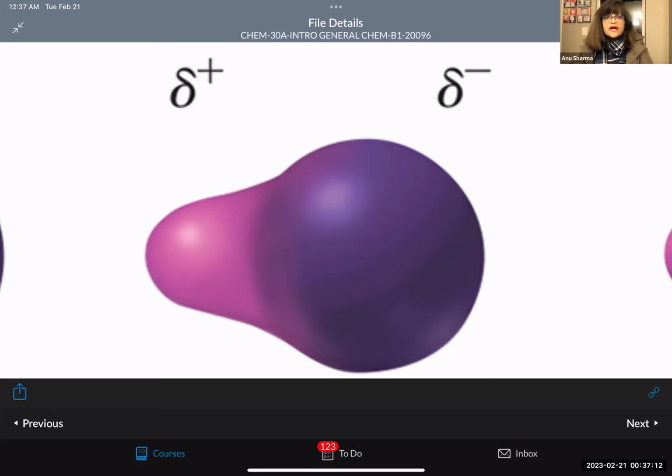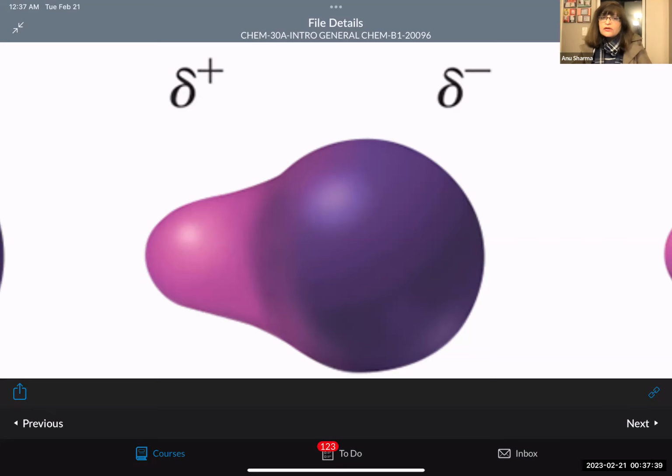As a result, a polarity, a dipole, is induced in a molecule. One side is slightly more negative than the other. So this charge is delta negative, and the other charge is delta positive. The side where there are more electrons is delta negative. The side which has fewer electrons is delta positive.